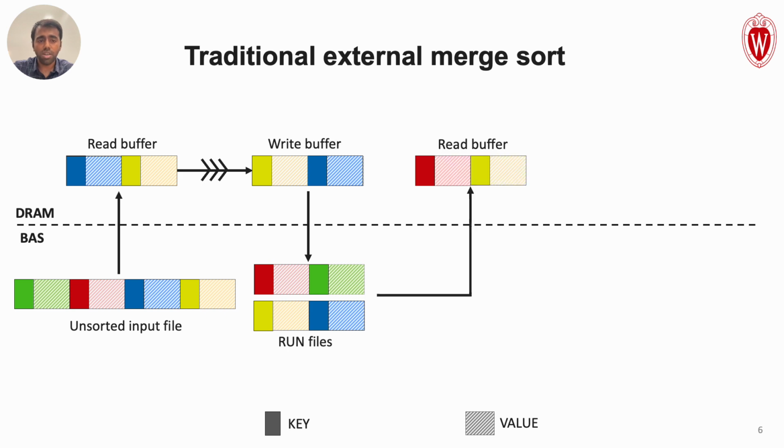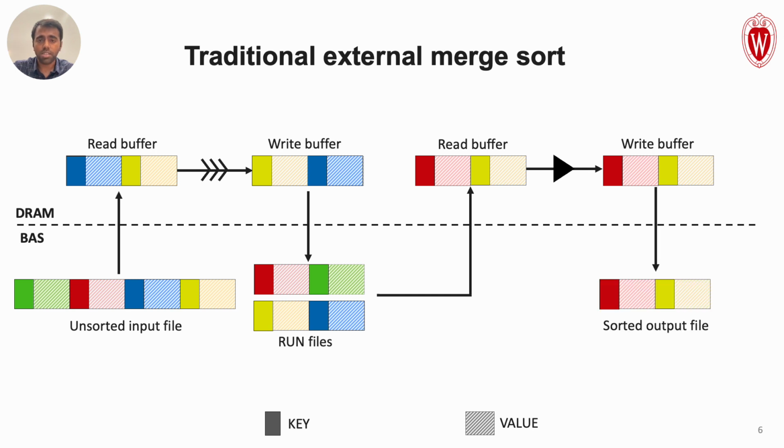Now, during the merge stage, you read in the first few blocks of each run file to the read buffer, find the minimum amongst the first few blocks, and then write it to the write buffer along with its value. Once the write buffer is full, you write it down to the sorted output file. You repeat this step again until you finally generate the total sorted output file.